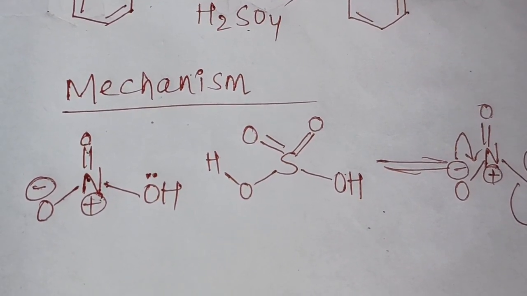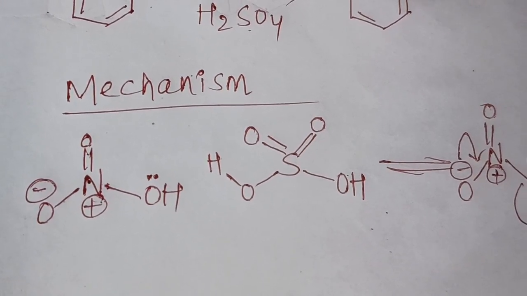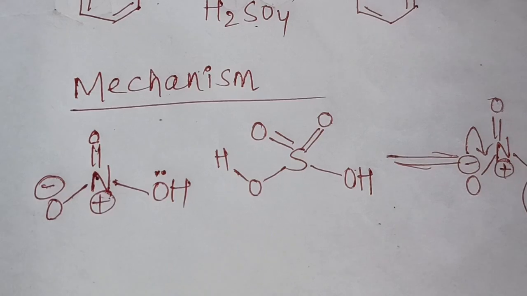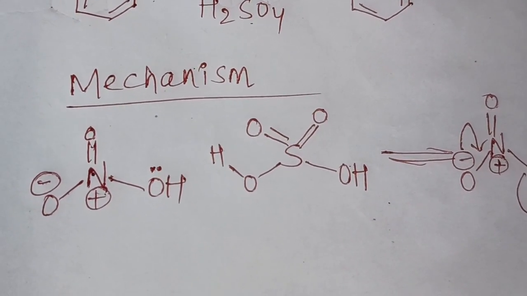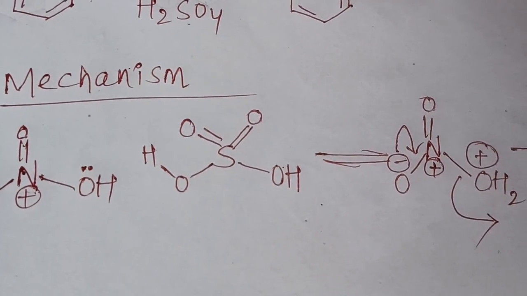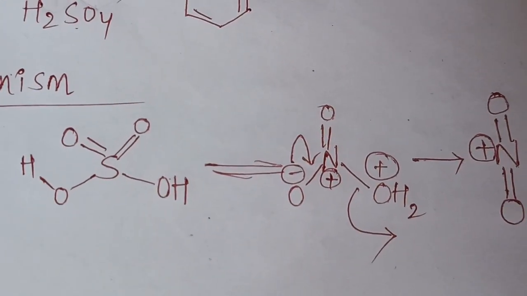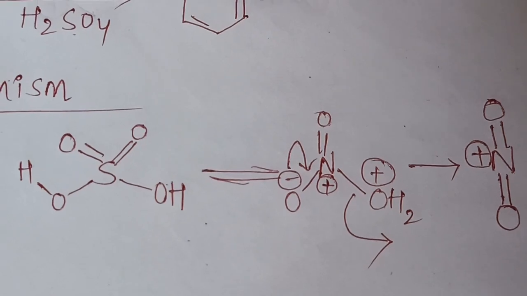Sulfuric acid is more acidic than nitric acid, so it donates its H plus to the lone pair of oxygen of nitric acid. The OH group in nitric acid abstracts this proton of the sulfuric acid and converts into water. Then this water leaves as the leaving group. Then the electrophile, that is the nitronium ion, is formed, which is linear.